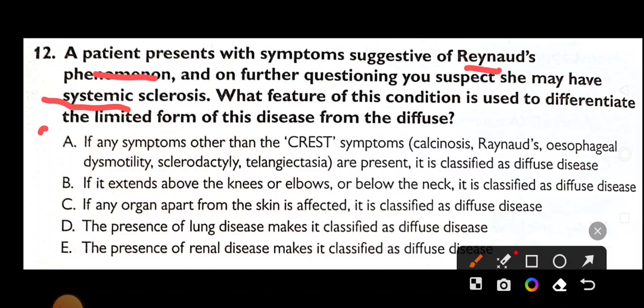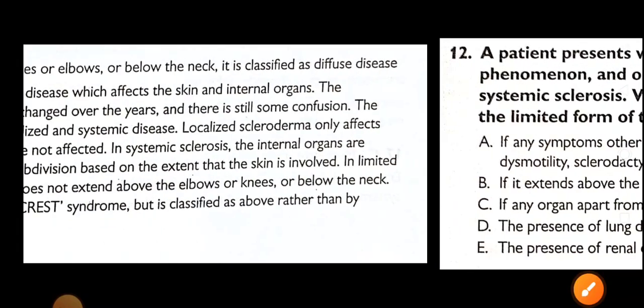If any symptoms other than the CREST symptoms, calcinosis, Raynaud's, esophageal dysmotility, sclerodactyly, telangiectasia, are present, it is classified as diffuse disease. If it extends above the knees or elbows or below the neck, it is classified as diffuse. If any organ apart from skin is affected, it is classified as diffuse disease. The presence of lung disease or renal disease makes it diffuse. So guys, the answer is very simple here. If it extends above the knees or elbows or below the neck, it is classified as diffuse disease.